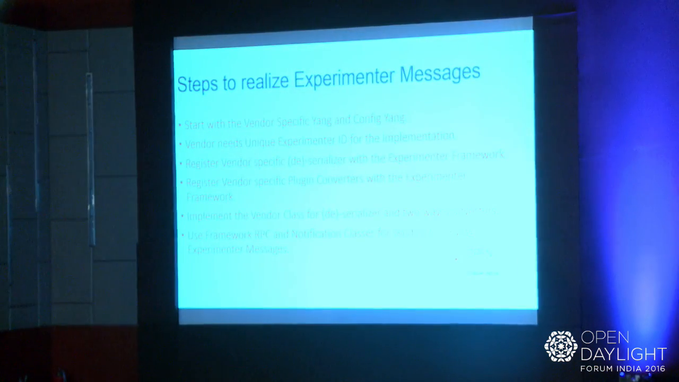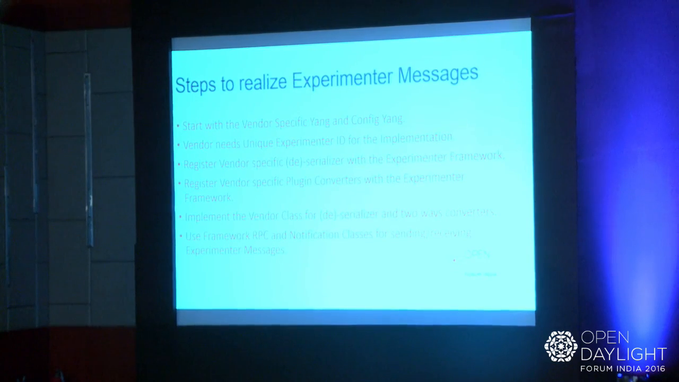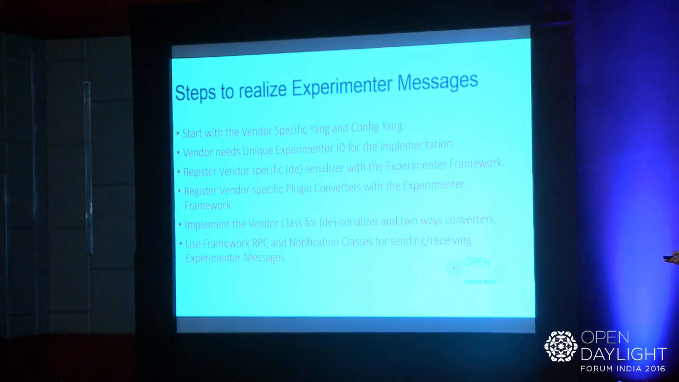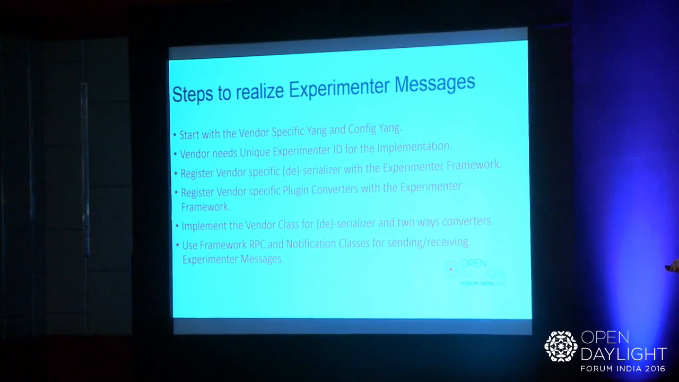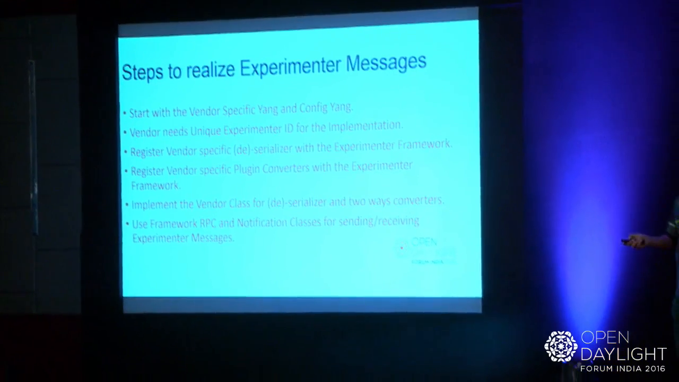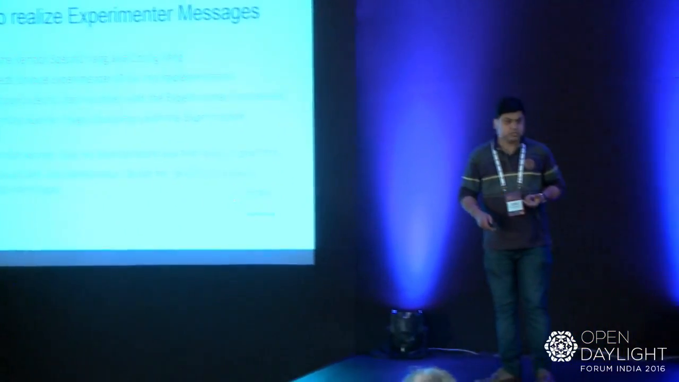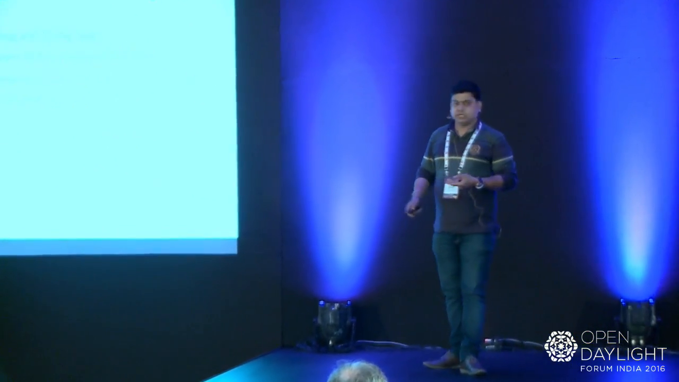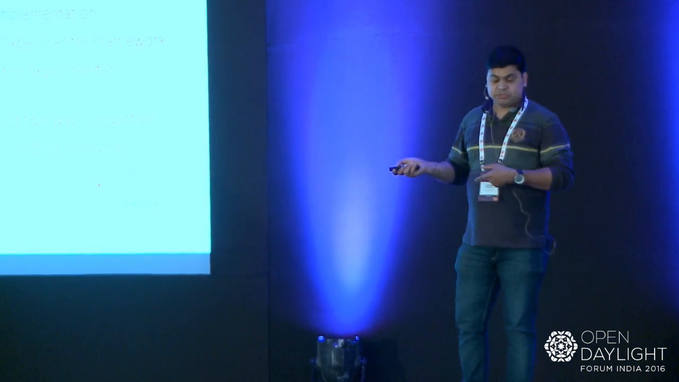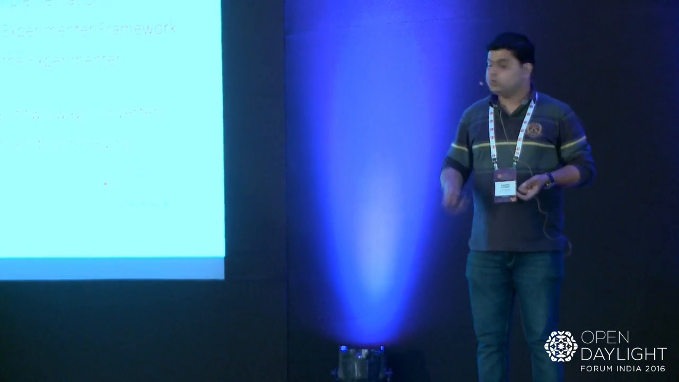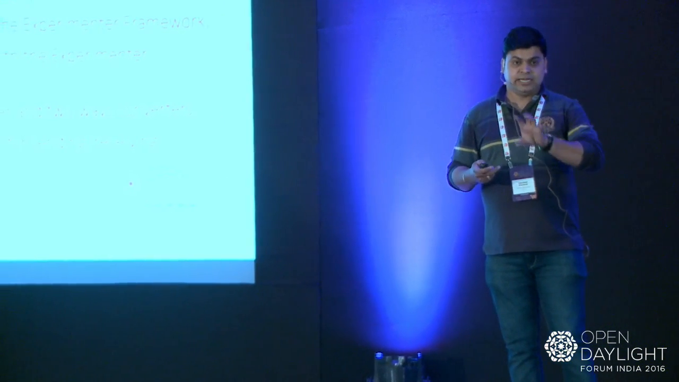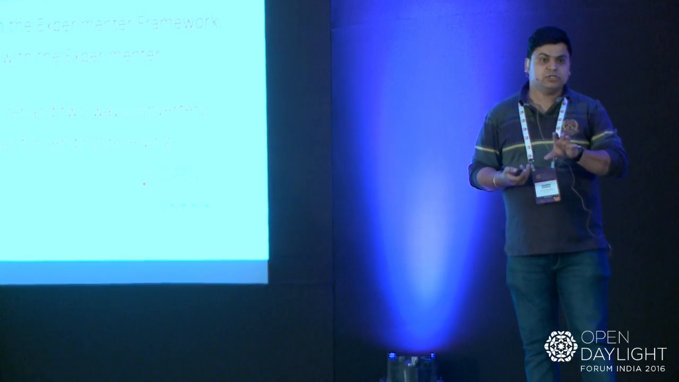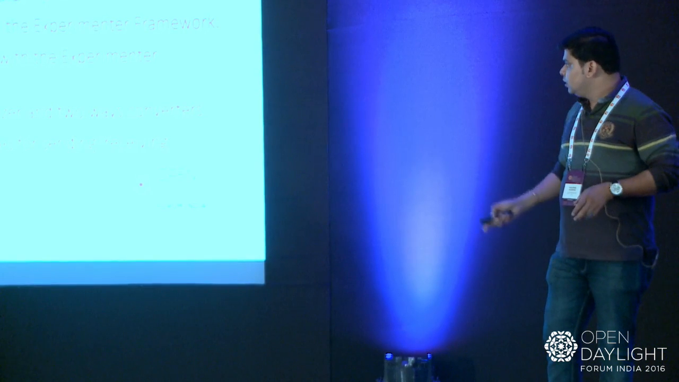There are specific RPC and notification classes which will be used for sending and receiving the messages. The RPC service, which is already provided by the experimenter framework, will be used to send the experimenter message down. We'll see this in the sample application. That RPC service will send the message down. There is also a notification class; we'll be listening to that and taking action on the message received from the device.